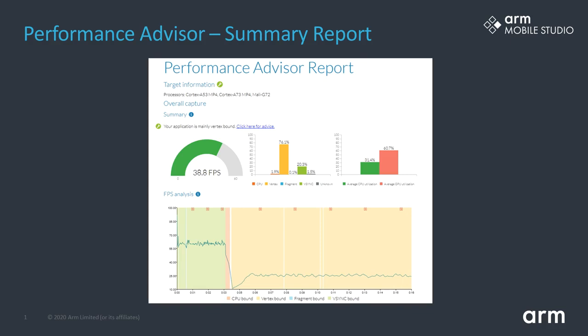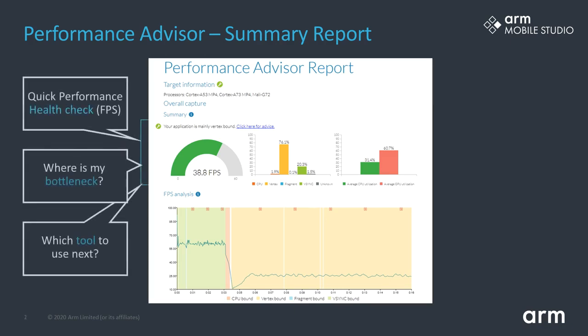This is the initial summary analysis that a Performance Advisor report gives. The most useful initial view is the FPS analysis chart, which helps you answer these important questions without any analysis. Is your game running as fast as it should? Is the frame rate acceptable? And if not, where is the bottleneck? It also gives you some advice about where to start debugging. And because you know where the bottleneck is, it helps you know which tool to use next to fix the issue.